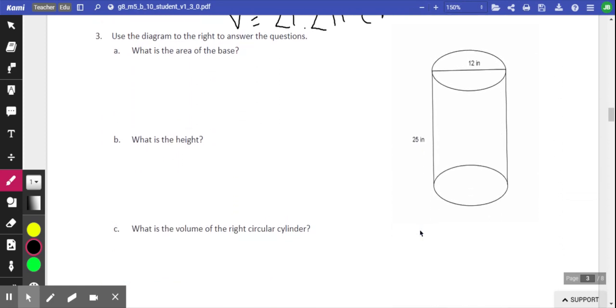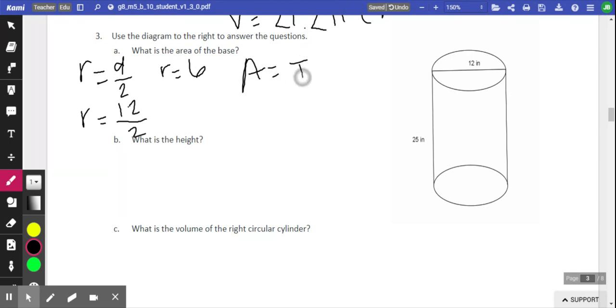All right, now looking at this one. Some of you are probably thinking this is the same thing we just did. It is very similar. However, you'll notice that in your picture here, it gives you the diameter, which is the distance from one side to the other side of the circle going through the center. So here we would actually have to find the radius. To find the radius, you do the diameter divided by 2. Here our diameter is 12. Divide that by 2 and you get r equals 6.